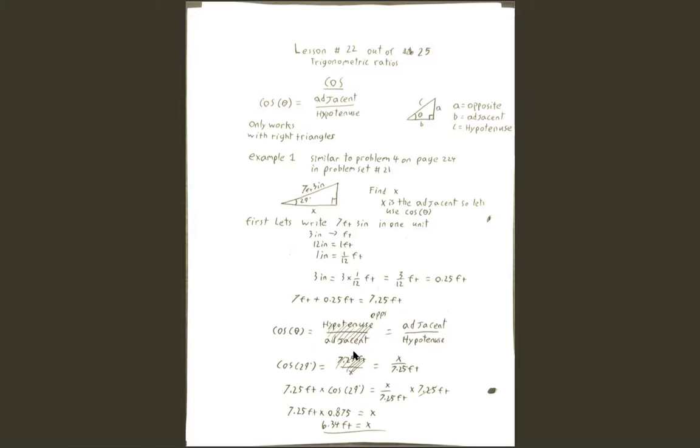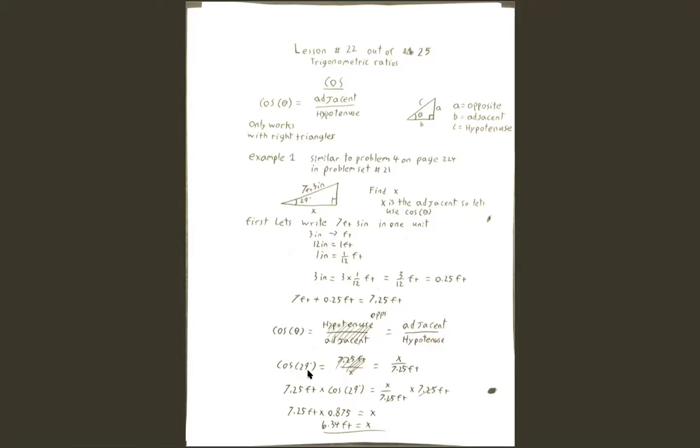So I made a mistake here. I thought it was hypotenuse over adjacent, which wouldn't make sense at all. So cos theta is going to equal your adjacent over your hypotenuse. And I'm pretty sure last video I was saying hypothesis the whole time, so sorry about that. Our adjacent, we don't really know what that is, so our adjacent is going to be our x value. And the hypotenuse is going to be 7.25 feet.